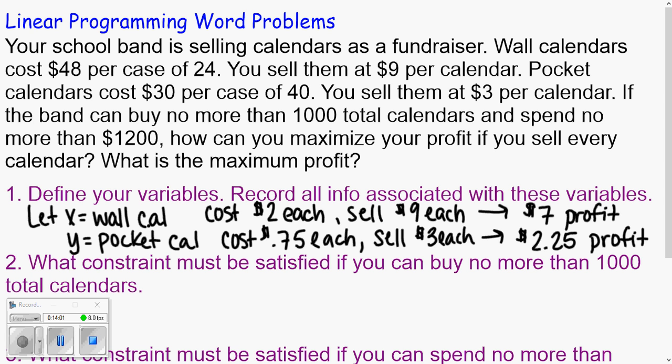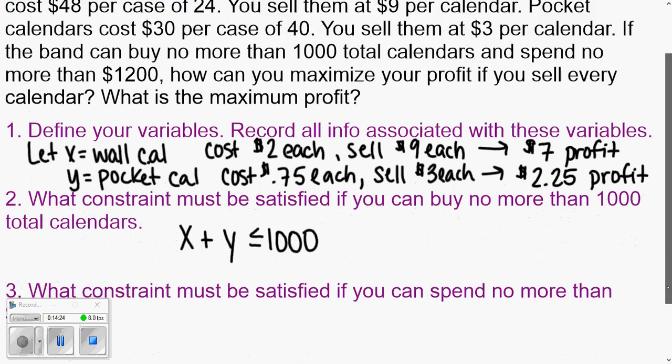We've recorded all the information, let's make some constraints. I know that I can buy no more than 1,000 total calendars. So think about that. That means that wall calendars, x, plus pocket calendars, y, has to be less than or equal to 1,000. That's my first constraint.